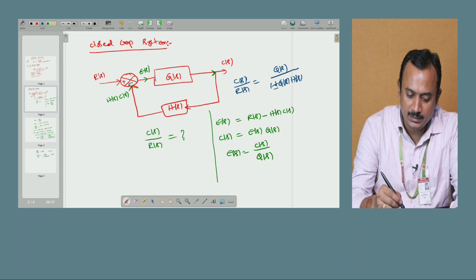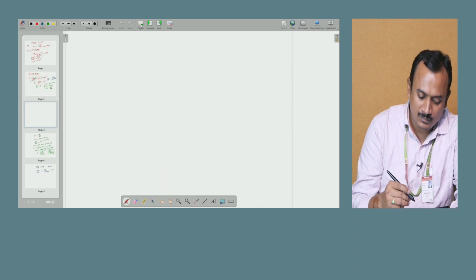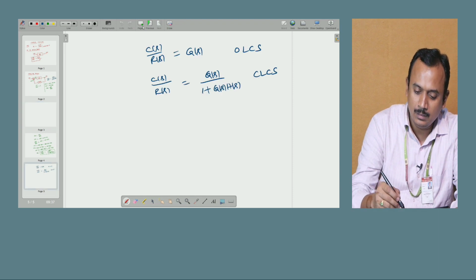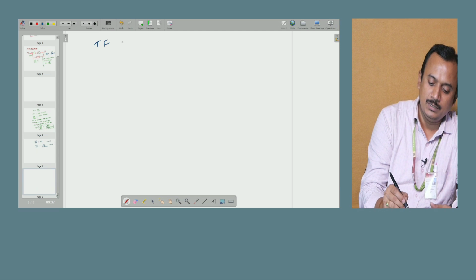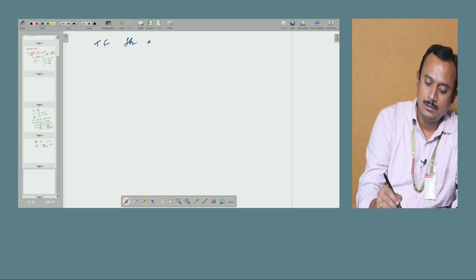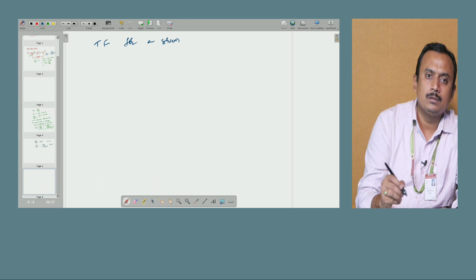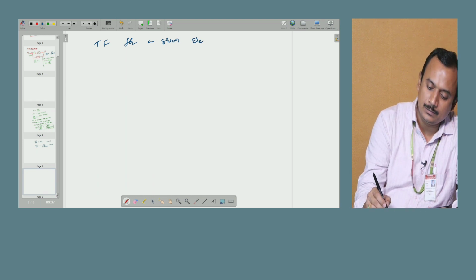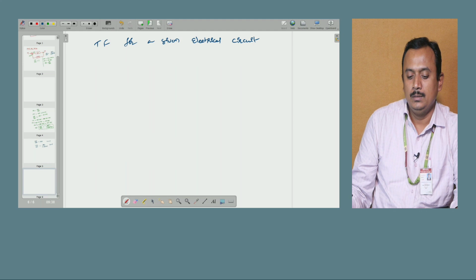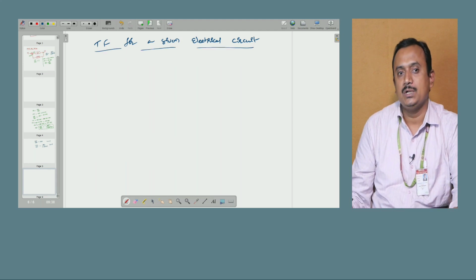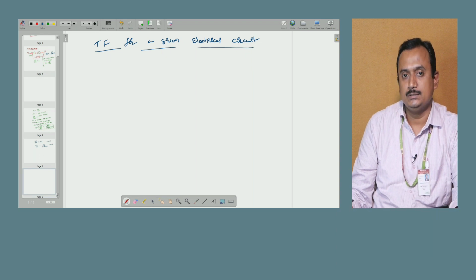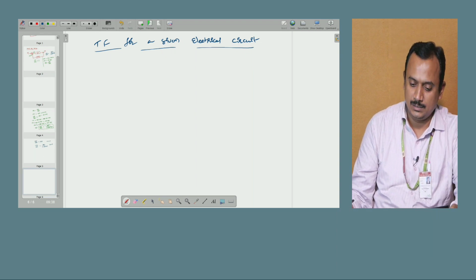Next, let us see the transfer function for a given electrical circuit. In this, we will see how to find the transfer function for an electrical circuit.